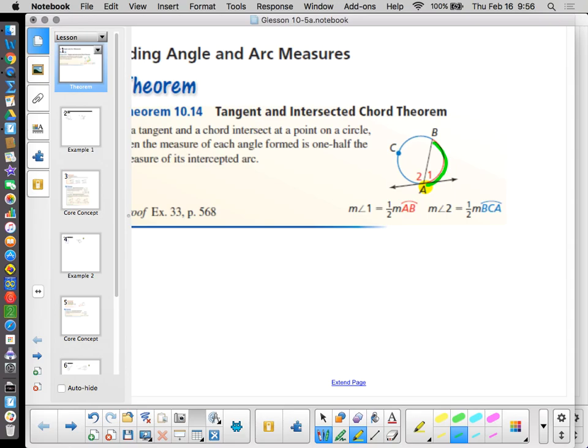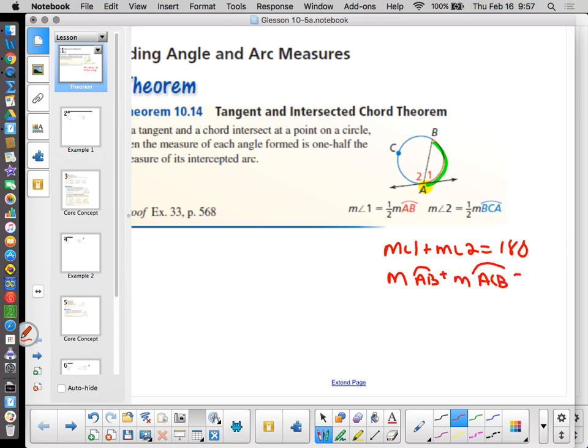Now, in this case, we actually have two different angles and two different arcs, and it would make sense that we know the measure of angle 1 plus the measure of angle 2 is 180, and the measure of arc AB plus the measure of arc ACB equals what? Well, that's a whole circle. That's 360. And the sum of the angles has to be half the sum of the arcs, and the measure of each individual angle is half the measure of each individual arc. So that makes sense. We still get that double half relationship.